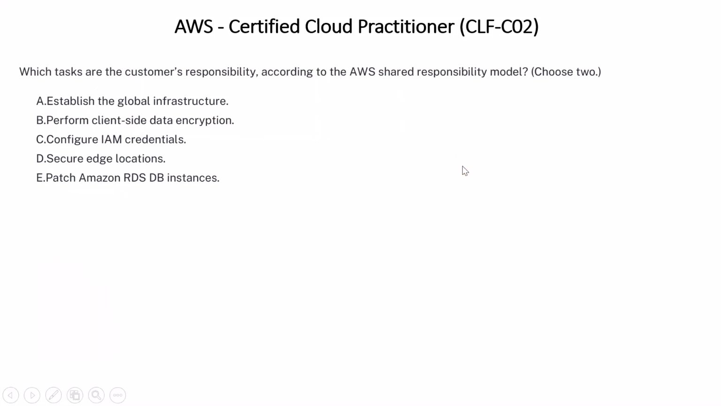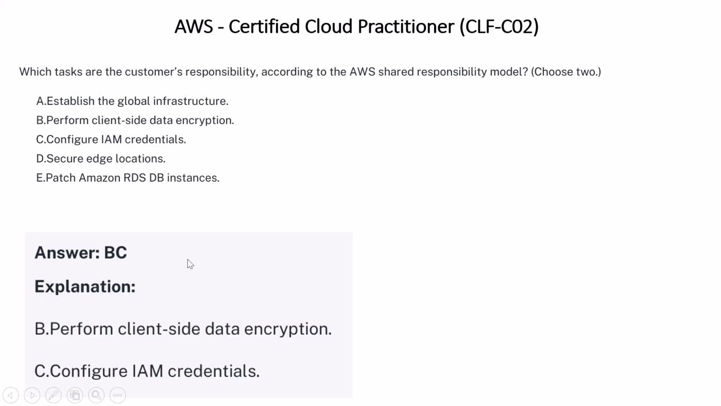Let's move on to the next one. Which tasks are the customer's responsibility according to the AWS shared responsibility model? Choose two options. Option A, establish the global infrastructure. Option B, perform client-side data encryption. Option C, configure IAM credentials. Option D, secure edge locations. Option E, patch Amazon RDS DB instances. The correct answer is option B and option C. Perform client-side data encryption, and option C, configure IAM credentials.